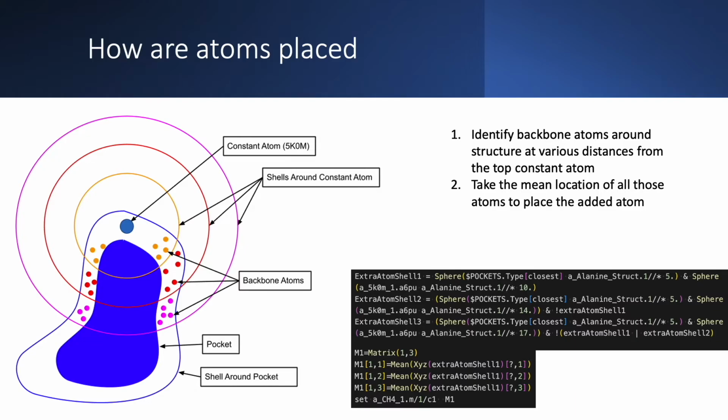Then, as mentioned before, the average location of these groups of atoms determines the location of each added atom. As a side note, 10 backbone atoms were needed for the atoms to be placed. This ensured that the average location was actually in the middle of the pocket and that the selected pocket was the right one.